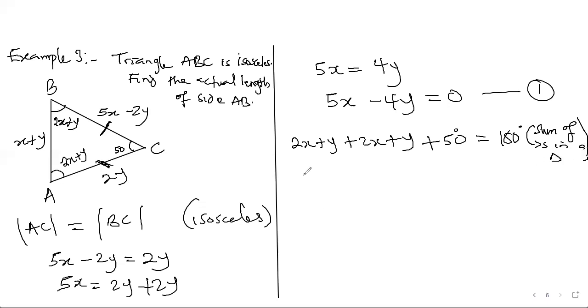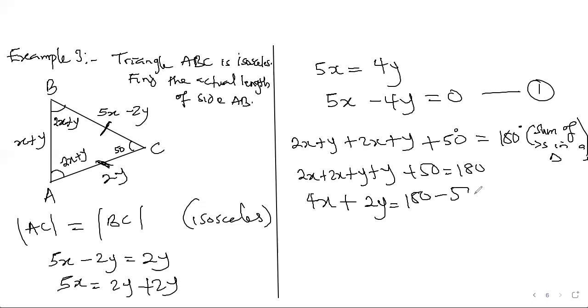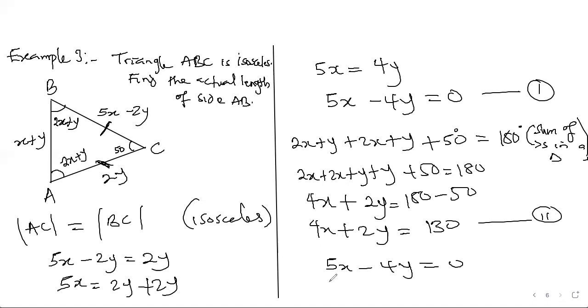Just shorten that there. So if I collect like terms, I'll have 2x plus 2x plus y plus y plus 50 equals 180. Then 4x plus 2y equals 180 minus 50, and 180 minus 50 is 130. Then I have the second equation. Then I can solve the two simultaneously: 5x minus 4y equals 0, and 4x plus 2y equals 130.